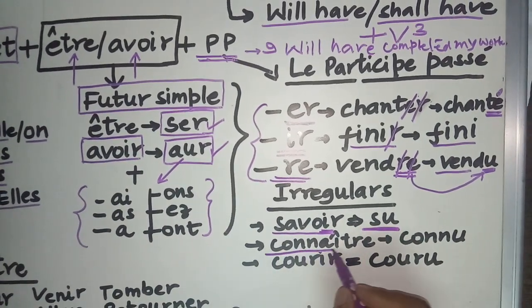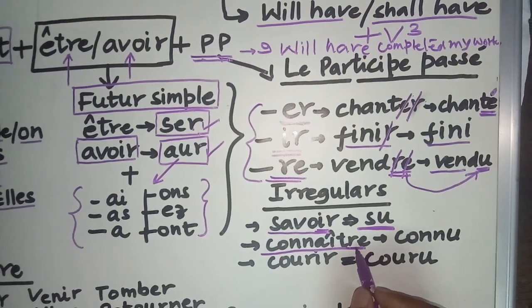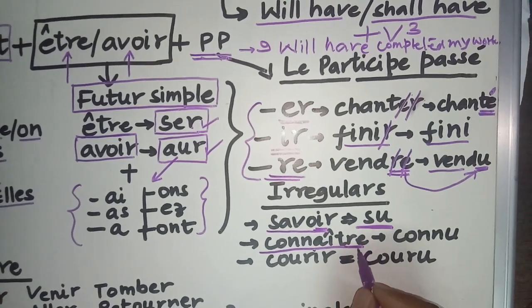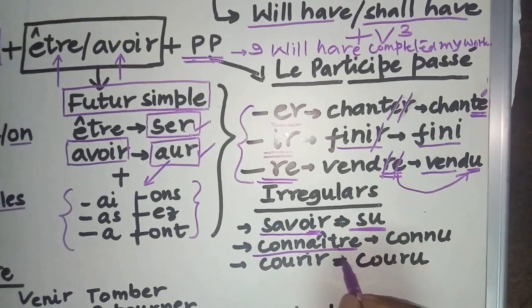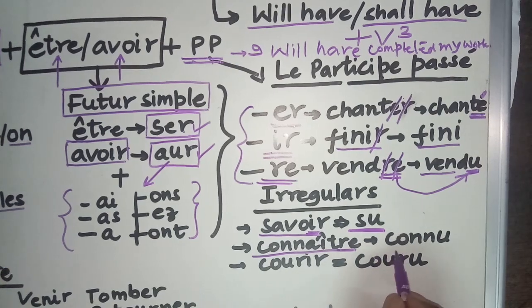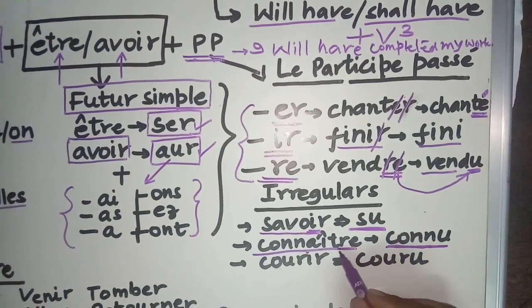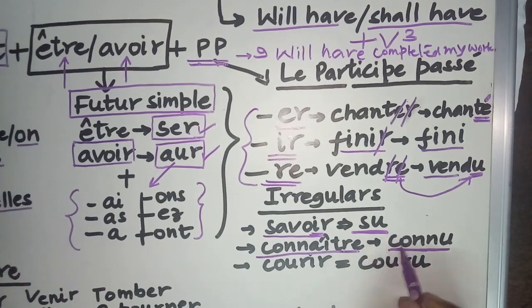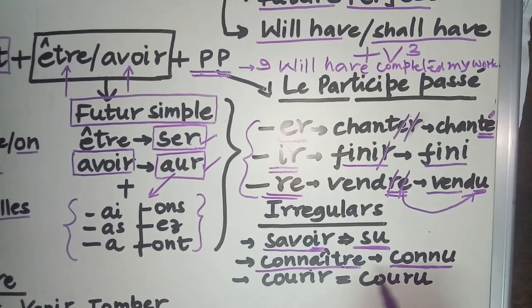The second verb I have written is connaître. It seems like an re ending verb, and you might tend to drop the r and e and add u, but that will be wrong. Connaître with u is a wrong one. You have to do it like connu. This is the participe passé of connaître. These are irregulars, so they do not follow any of the set rules of verb participe passé.